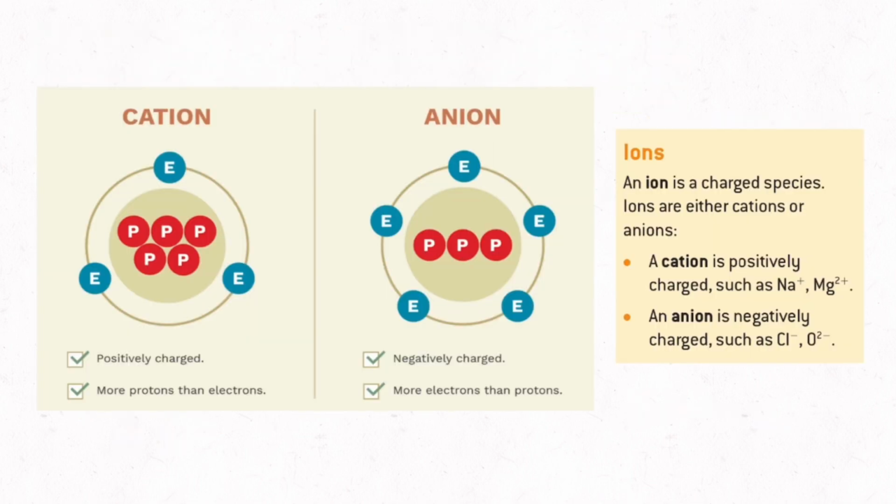Another really important topic is cations and anions. Ions are basically charged species, and they can either be cations, which are positively charged and which have more protons than electrons, shown on the left, and anions are negatively charged because they have more electrons than protons, shown on the right.